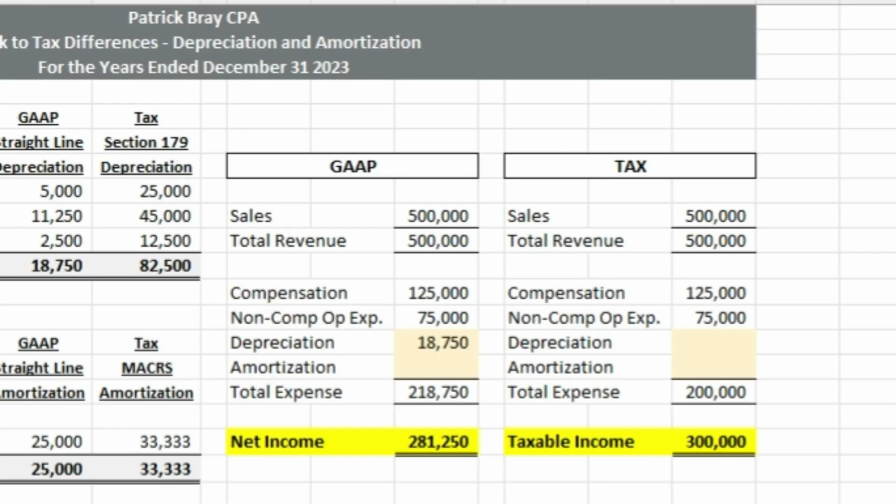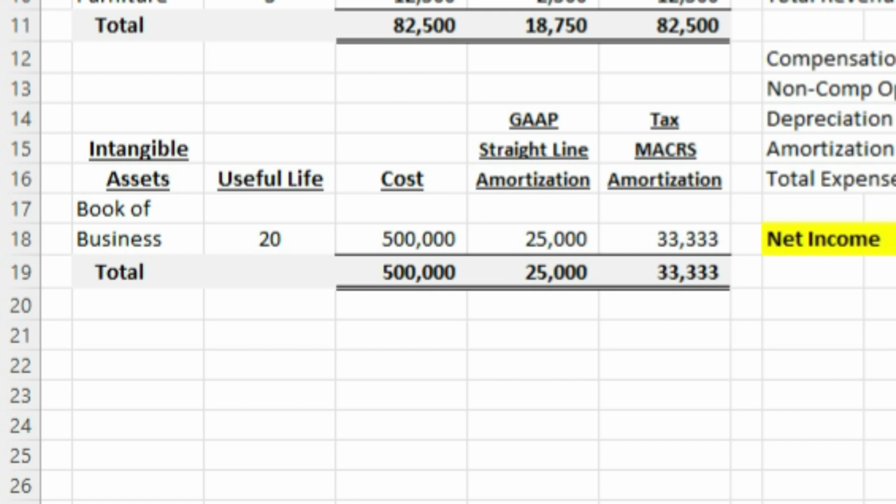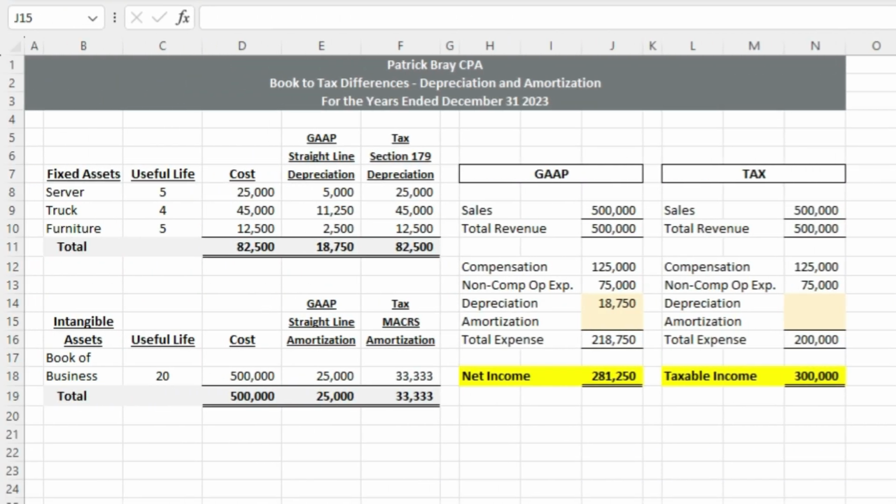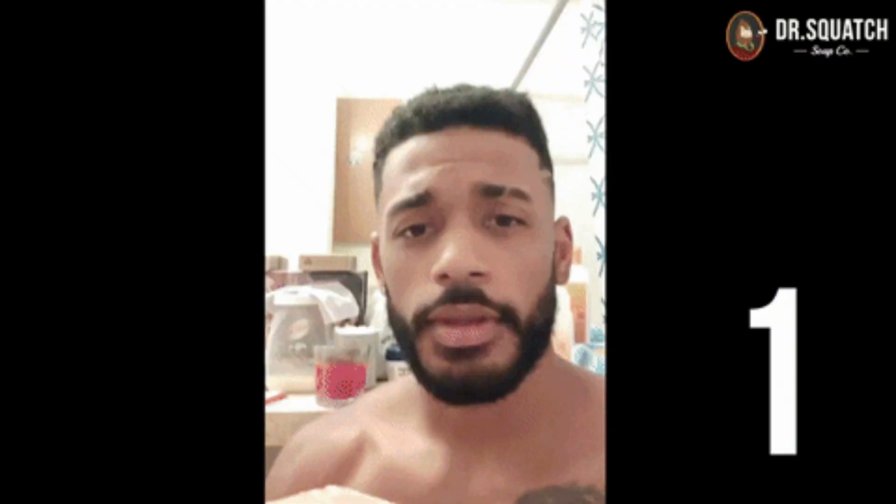Intangible assets. Let's take a hard look at this because it's going to be a little different than fixed assets. You might not have an intangible asset policy, much like you would have a fixed asset policy. These are going to be more looked at when you buy the intangible or create the intangible and how long that useful life is. In this example, we have a book of business that we bought from another business. We have customers that we've brought in-house.